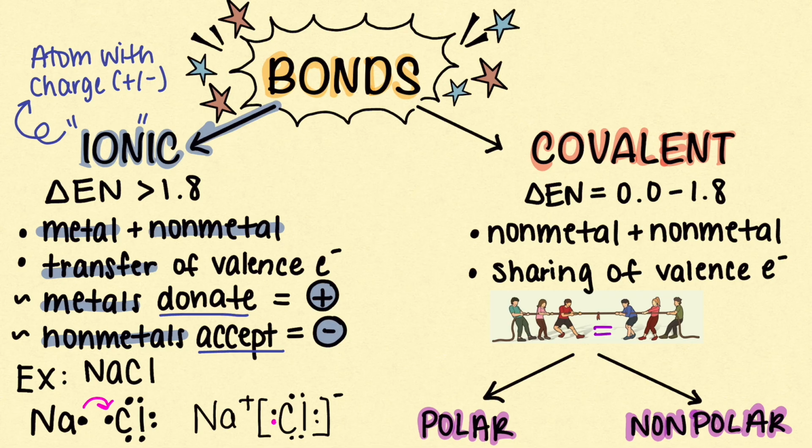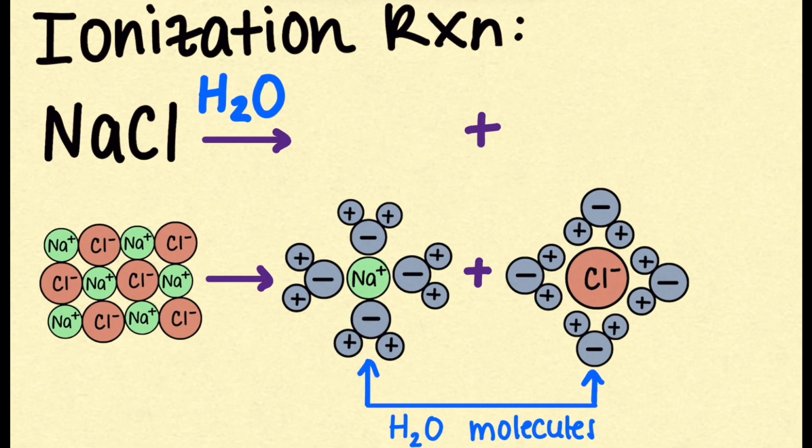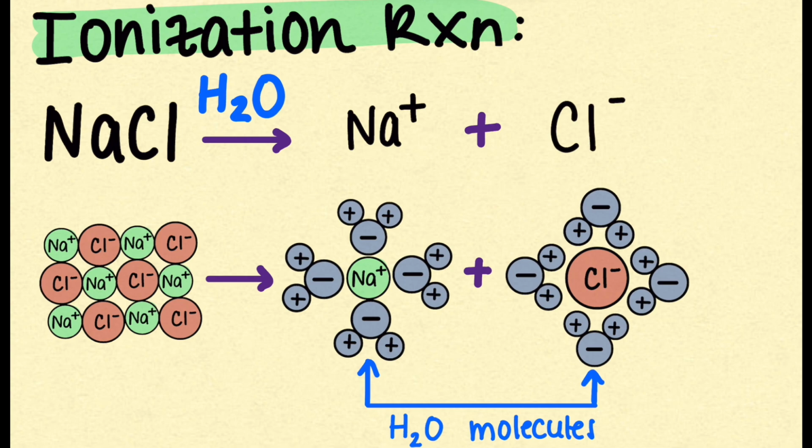Now, later on in this series, we'll dive into reactions, but here's a quick taste. When NaCl dissolves in water, it undergoes an ionization reaction, meaning the salt separates into Na+ and Cl- ions. Water molecules surround those ions and stabilize them. But I won't get too deep into that today. If you're interested to know more on how this works, please drop a comment below.